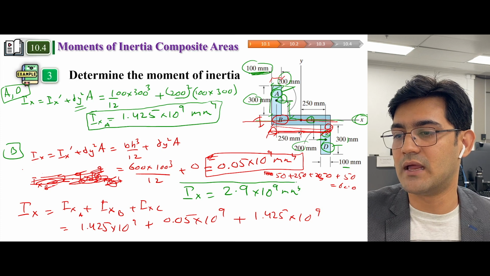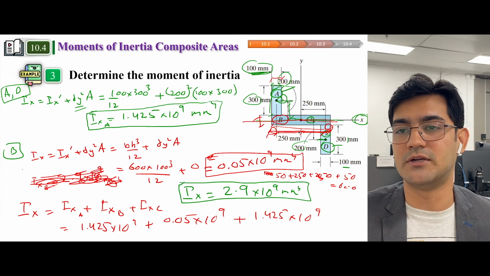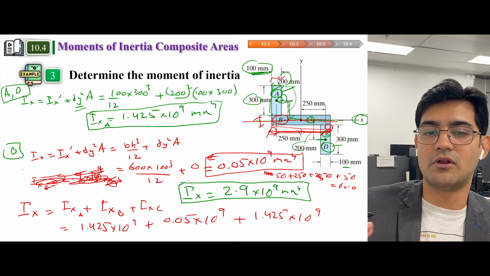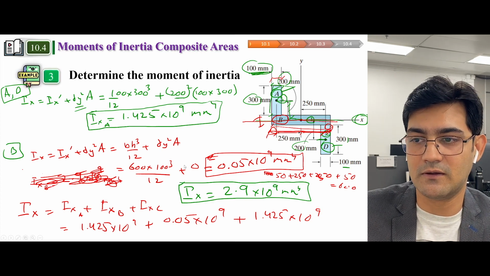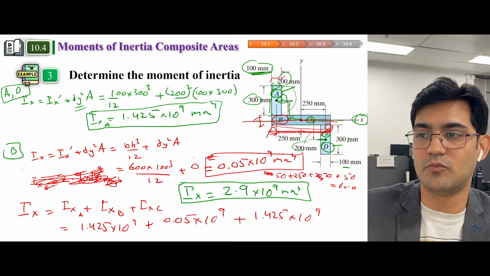So that's how you calculate the moment of inertia of composite bodies, and you can also calculate along the y-axis, and you can also calculate other quantities, for example, the polar moment of inertia.